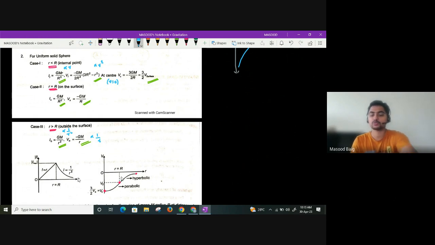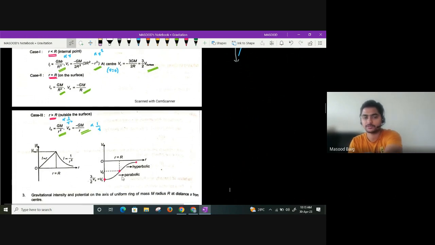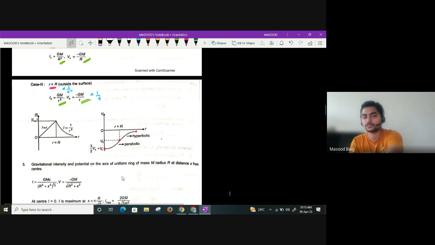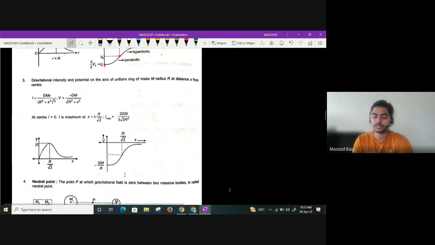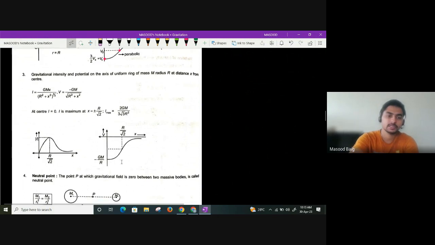These are the variations. Please do remember the variations for a spherical shell, for a point mass, for a solid sphere. Apart from that, you should also remember for a ring, guys. Now, when I consider a ring, you all know a ring is similar to a circle again, right? So it is a planar object. So it can be placed either in the xy plane or yz plane or xz plane.